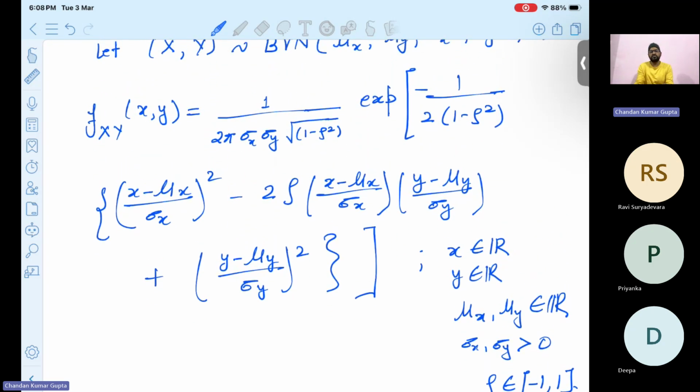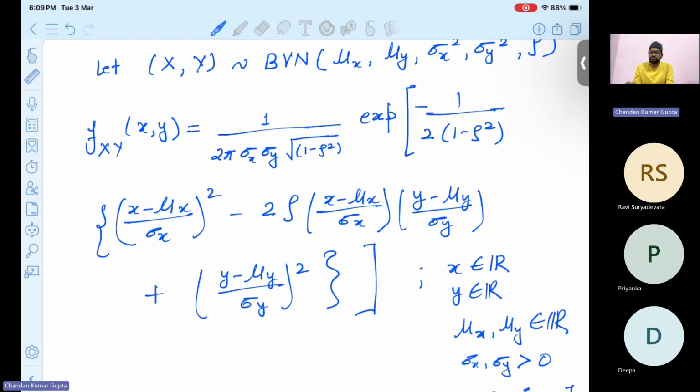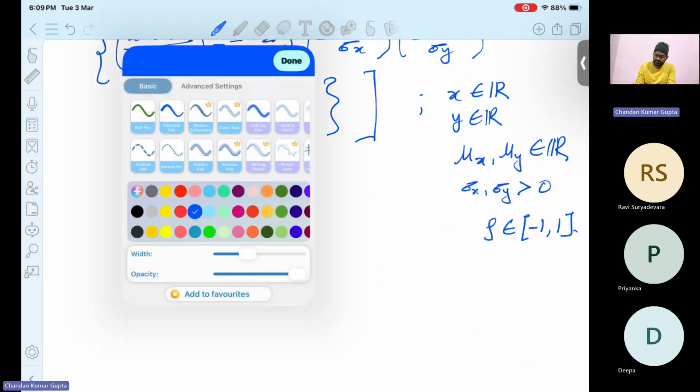Now we have different kinds of bivariate distributions, but when we construct the marginal distribution from those bivariate distributions, it is not from the same class. But in the case of the bivariate normal distribution, the marginal distribution of x as well as the marginal distribution of y comes from the same family of distributions, that is the normal one.